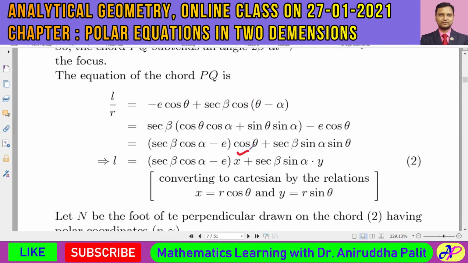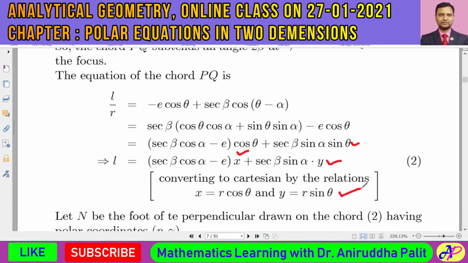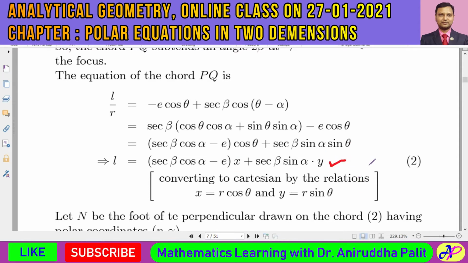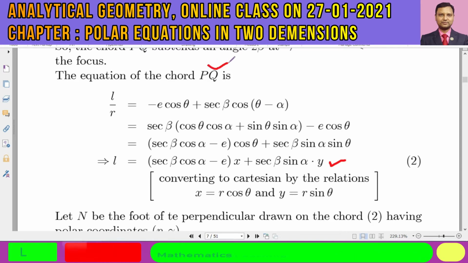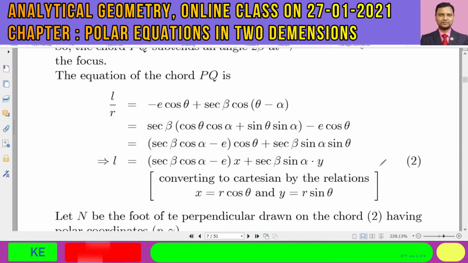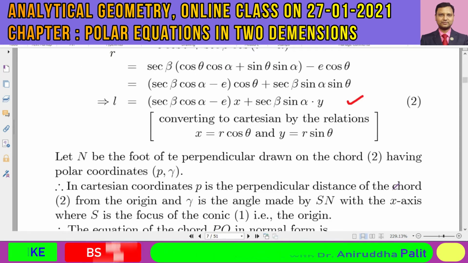Then we'll have r cos theta, and that is actually x, and r sine theta is equal to y. So over here, in place of r cos theta we have x, and in place of r sine theta we have y. Okay, and so this would be the equation of the same chord PQ in terms of Cartesian coordinates.